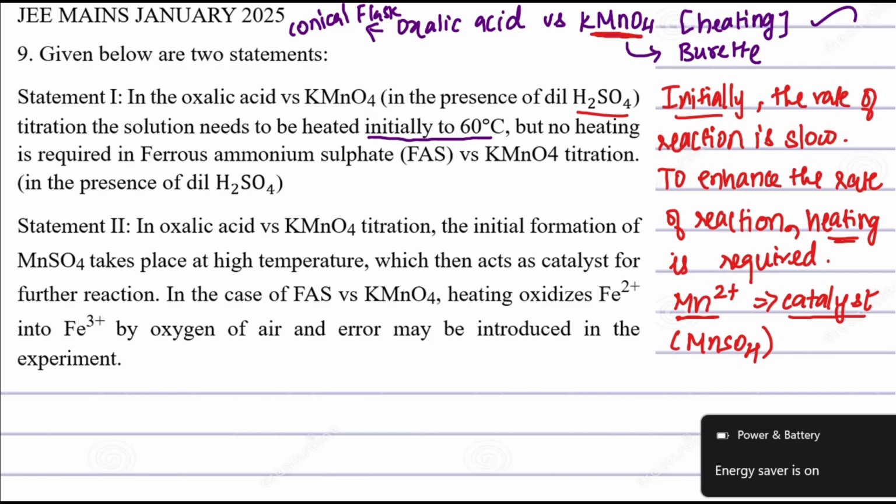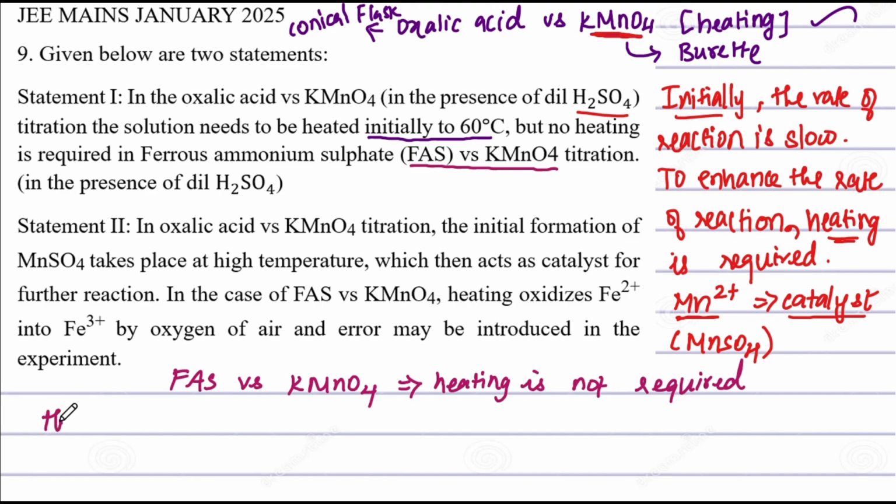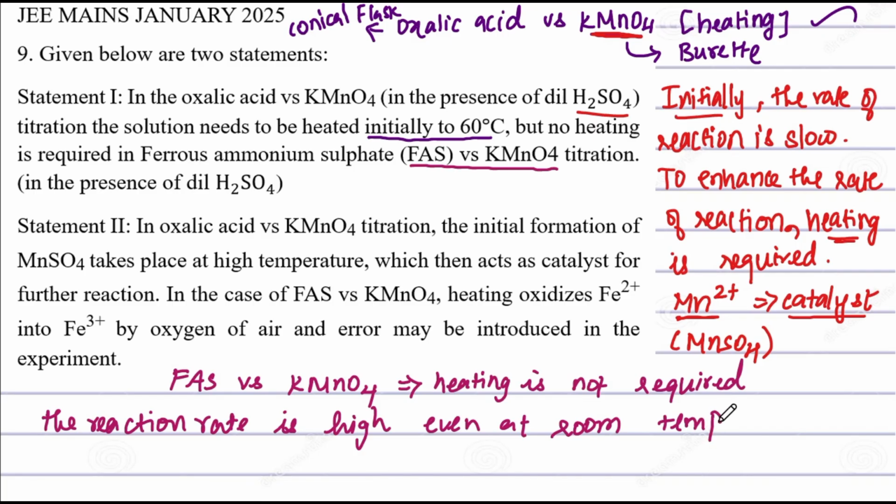Now the second titration is FAS versus KMnO4. So the second titration is FAS, ferrous ammonium sulfate, versus KMnO4. In this titration, heating is not required. Why? Because the reaction rate is already very high even at room temperature. So even at room temperature, the reaction rate is high. The reaction immediately starts. So no need to heat in this FAS versus KMnO4 titration.